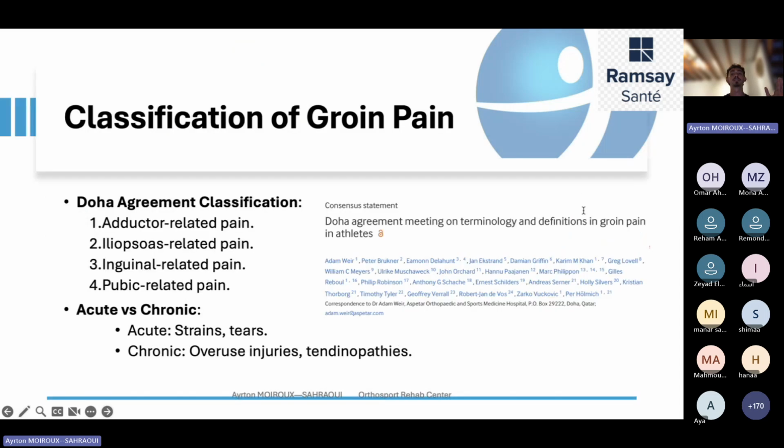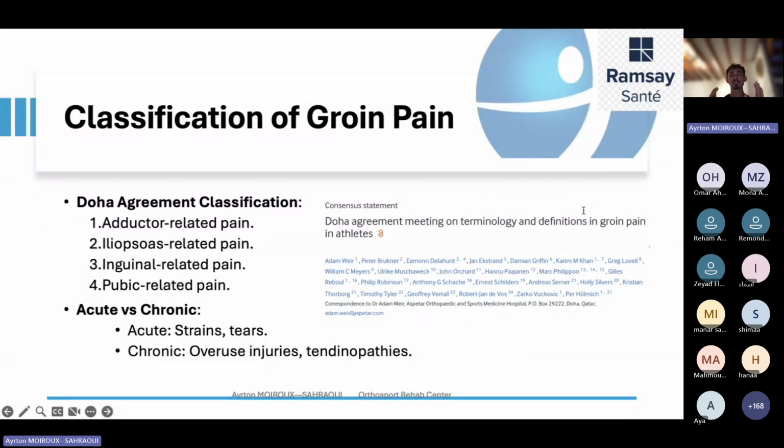So let's talk about the Doha agreement. The Doha agreement has provided a standardized framework for classifying groin pain, which aids in both diagnosis and treatment planning. First of all, there's the adductor-related pain. It is characterized by localized pain in the adductor muscles, particularly during activities that involve resisted adduction. But you should be aware that it's not in the course of the muscle.